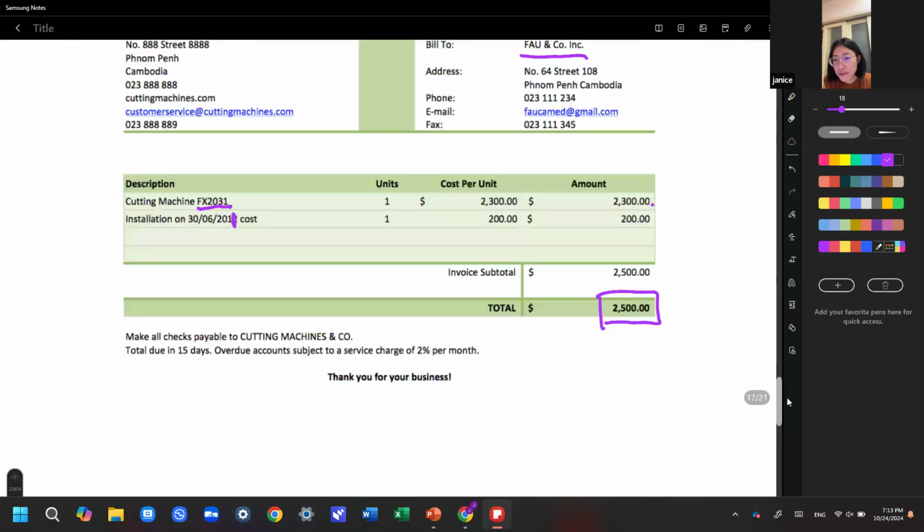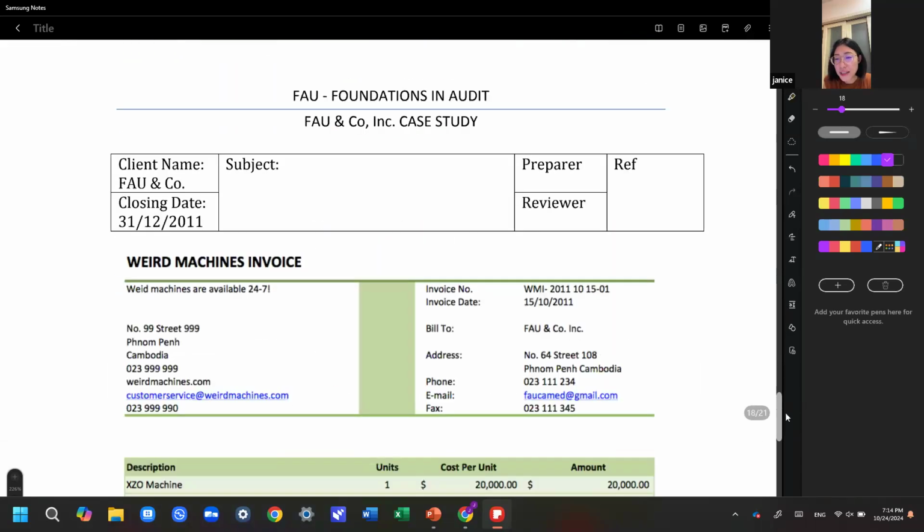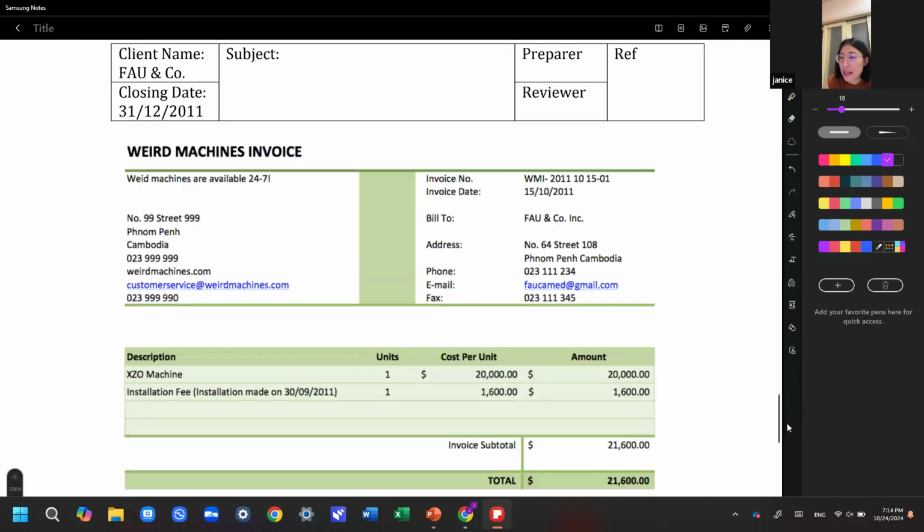So we did that for the cutting machine. And now the last one is the Exio machine. Again, look at the date. It's 15 October 2011. I'm not going to go back again, but in real life, I will check that the date of the purchases and everything is done correctly as well. It's billed to FAU, so we bought it. It's the Exio machine for $20,000, and there's an installation fee of $1,600 for a total of $21,600.